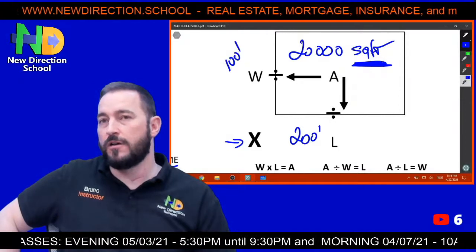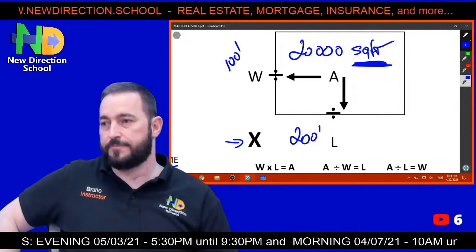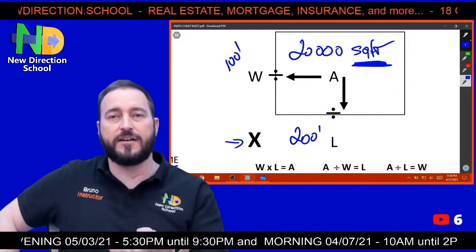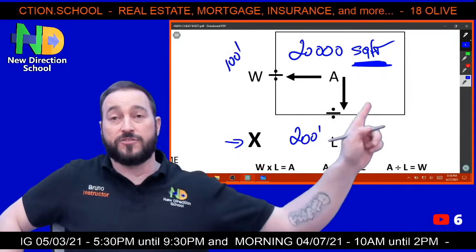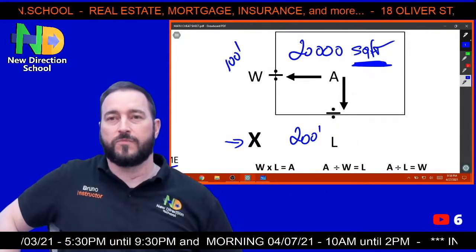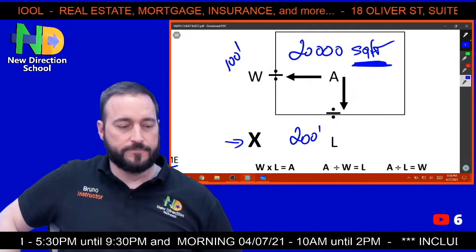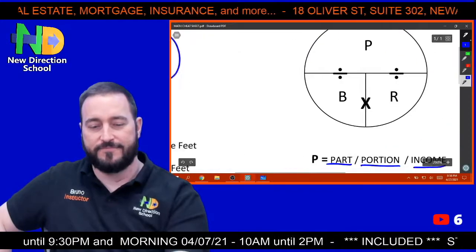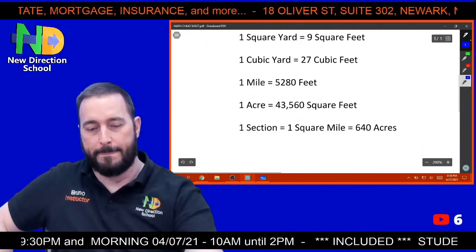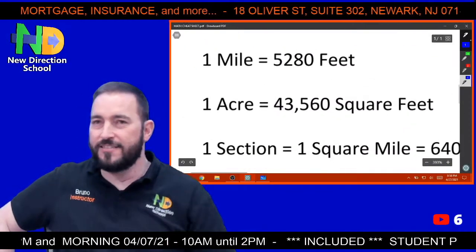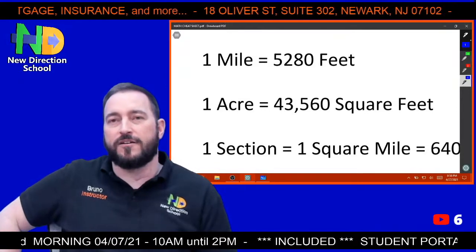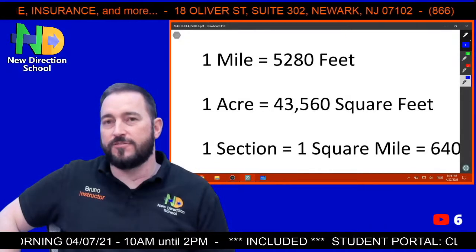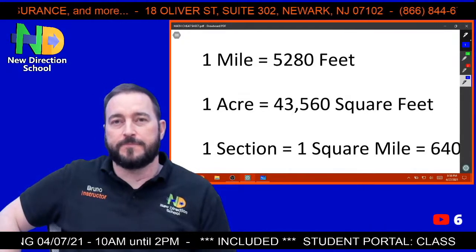So if they give you, oh, it's a half an acre lot, you need to figure out how much 1 acre is and bring it back to square feet. Okay, so let's figure out how much an acre is. Still in the cheat sheet, 1 acre is 43,560 square feet.